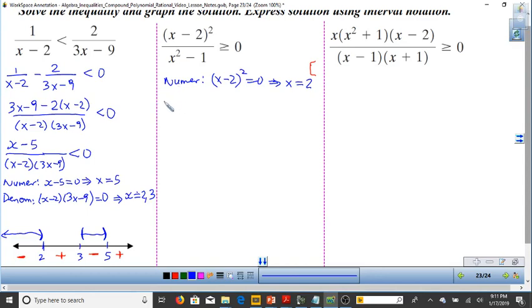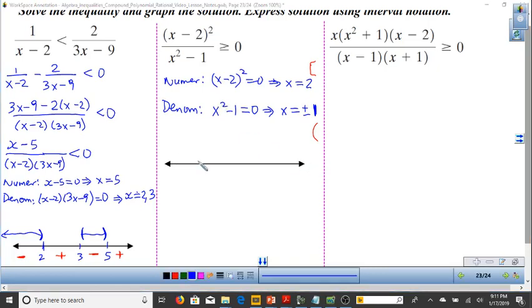And then for our denominator, we have x squared minus 1 equal to 0, which, if you remember from your quadratic equation, that's positive or negative 1. So we have 2 markers from that one. And so we end up with the number line having 3 markers. The markers here are negative 1, then 1, then 2.